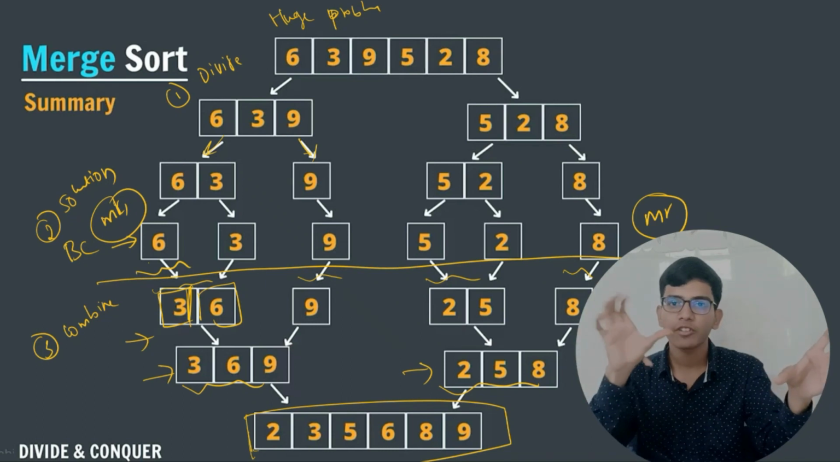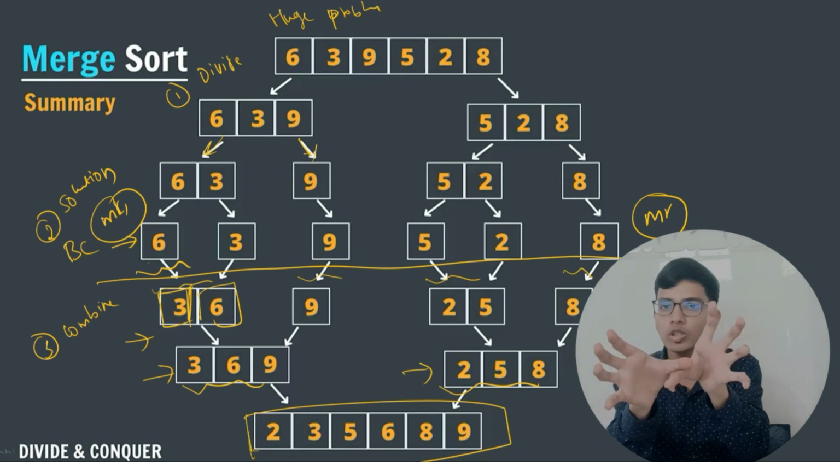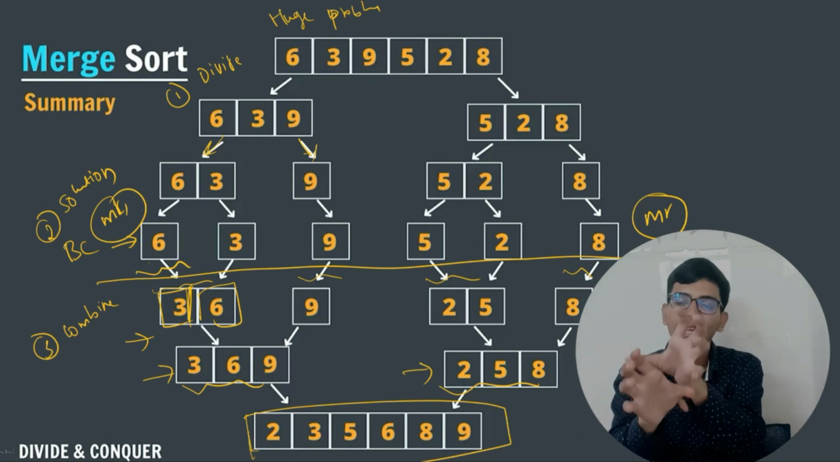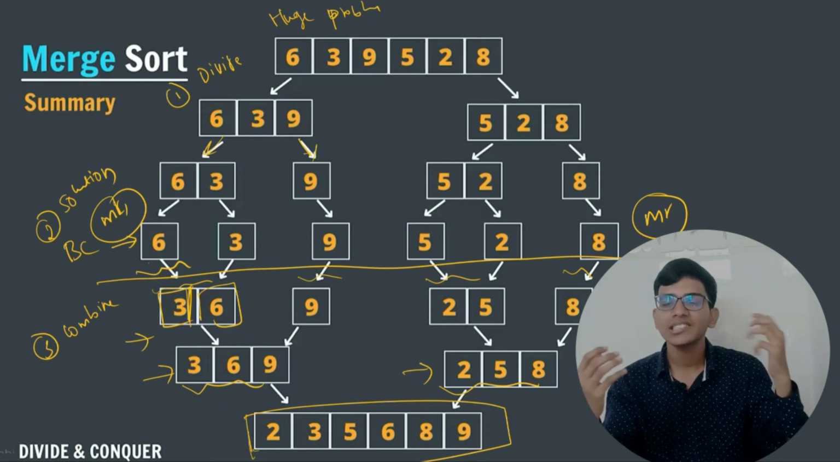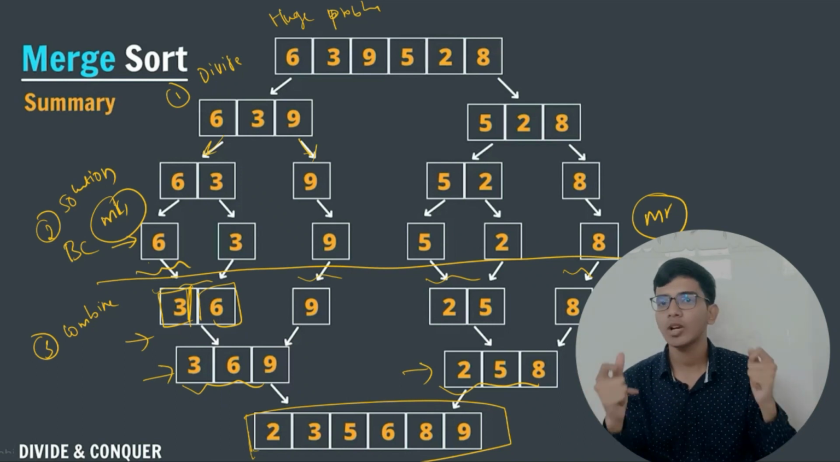After sorting the left part and the right part, I will combine both by comparison, and I will arrange my elements in such a way that I will get my final solution. So these are the three steps. I hope you have understood. Now let us code this thing.